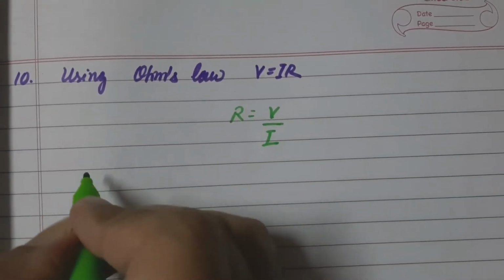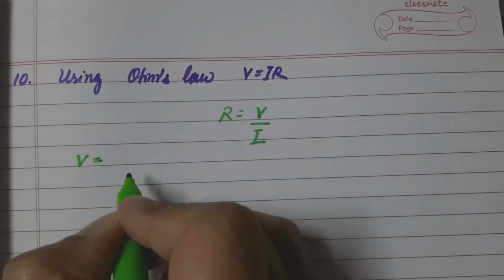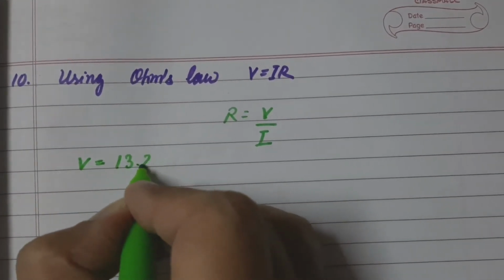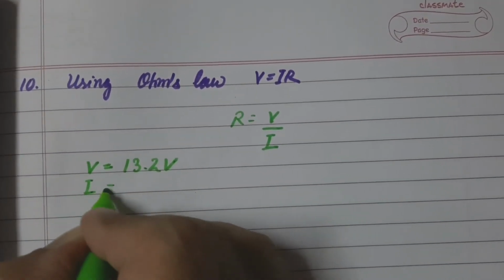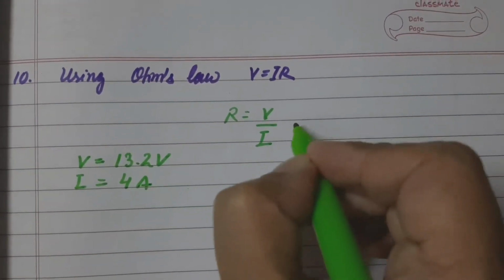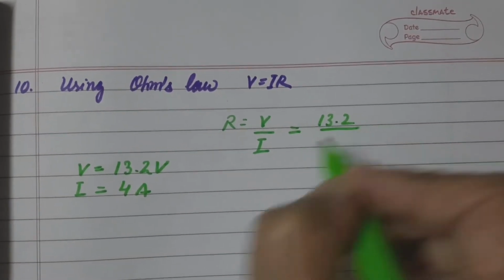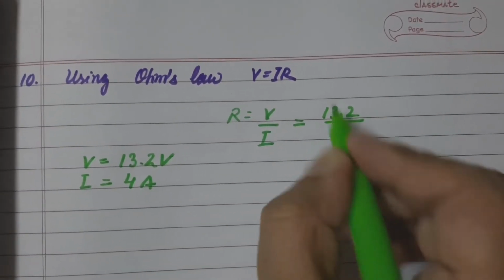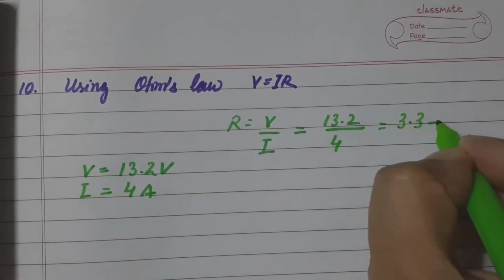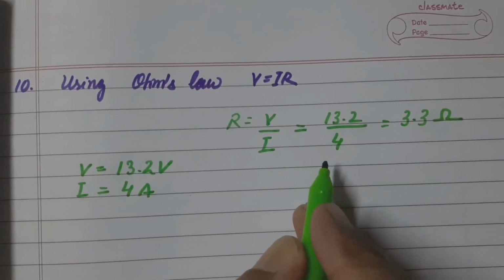We will use values from the given values. V, the potential difference, is 13.2 volt, and for that set the value of current is 4 ampere. Let us fill the value. V 13.2, I 4. The approximate answer will be 3.3 ohm resistance. We can use any other set of values for this.